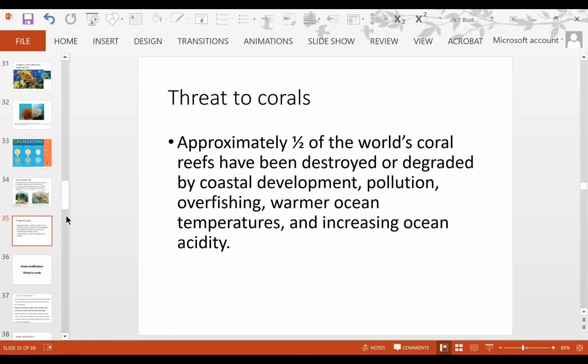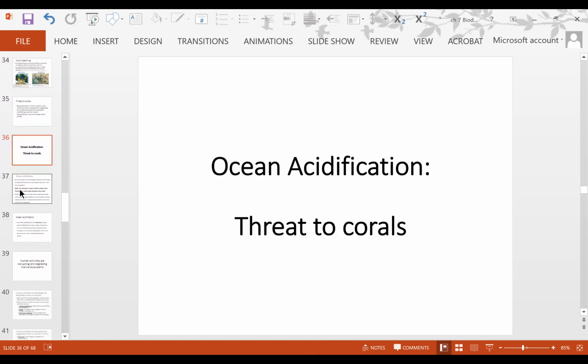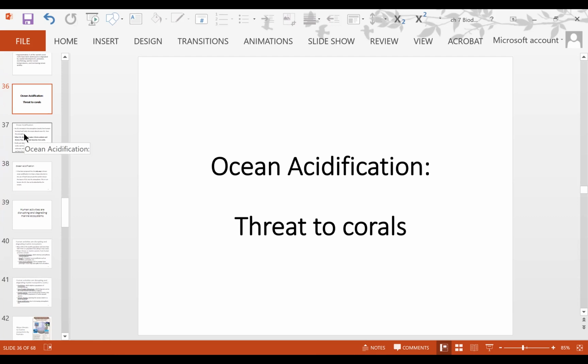Approximately 1/2 of the world's coral reefs have been destroyed or degraded by coastal development, pollution, overfishing, warmer ocean temperatures related to global climate change, as well as increasing ocean acidity, which we will talk about next. So we will talk about ocean acidification.